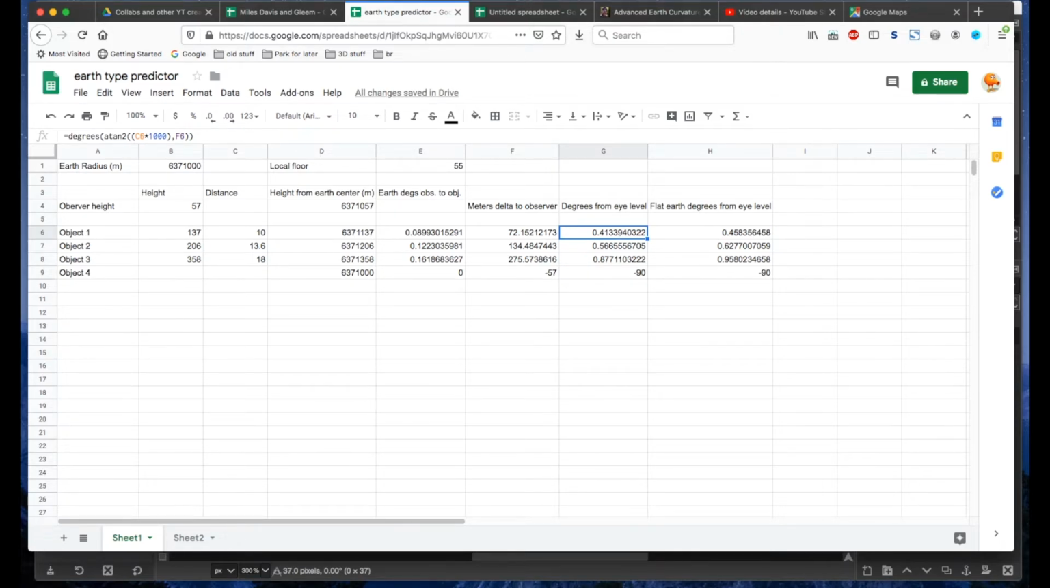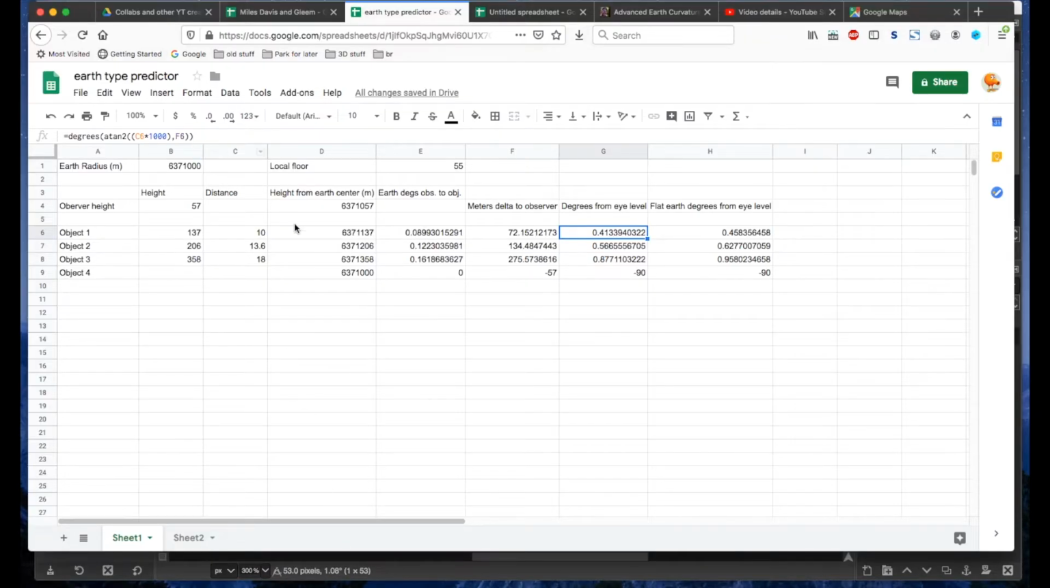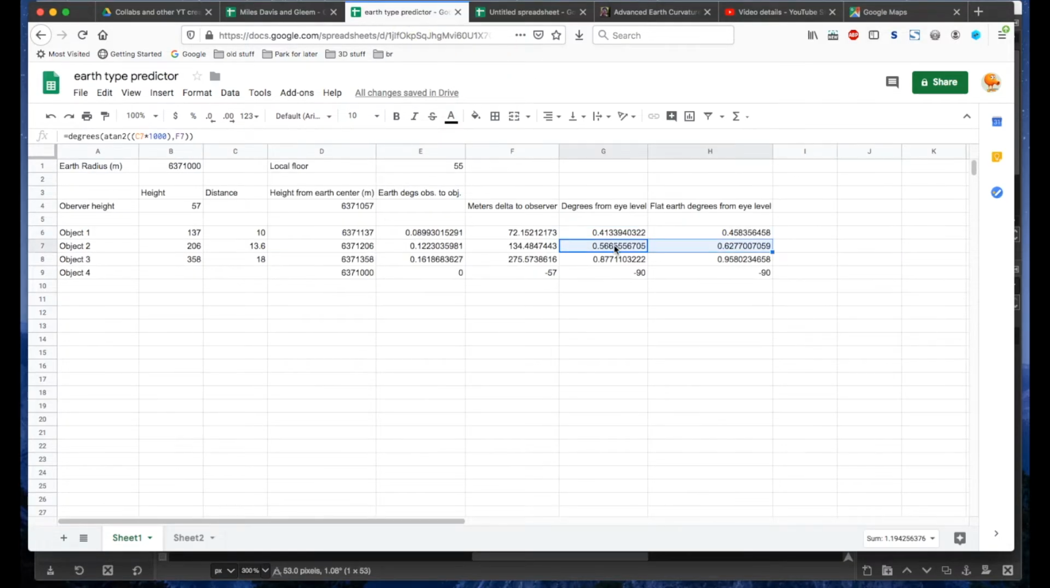Let's try the next one, maybe over here. 53 pixels, 0.6029, still somewhere between globe and flat. And finally, the last one.